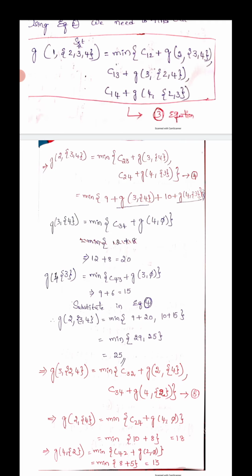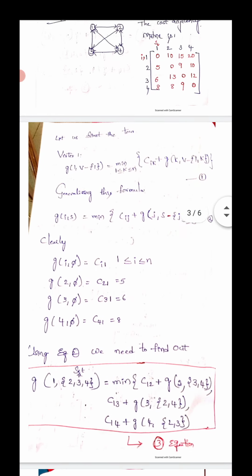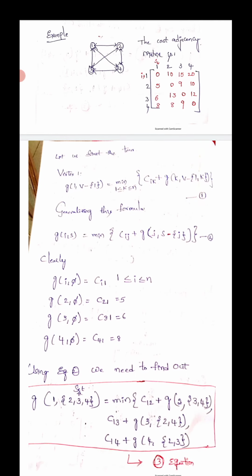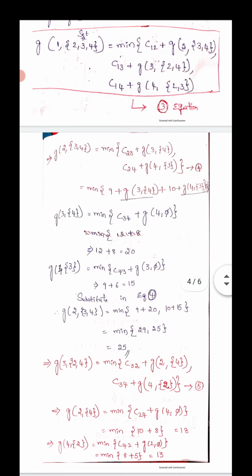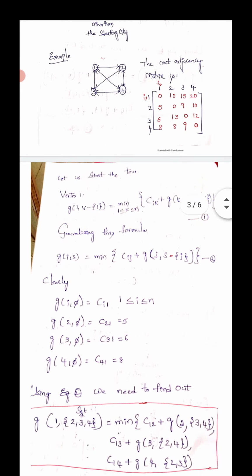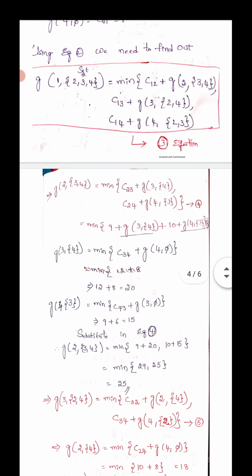Here we write that it will be assigned to minimum of c suffix 2 3. In the sense we go to the cost adjacency matrix, second row third column, and how much can we get? 9. That's why I can place here 9 plus g of 3 comma 4, we don't know, plus c suffix 2 4, second row fourth column, and how much can we get? 10, plus g of 4 comma 3, we don't know those values also. Now we can find out g of 3 comma 4 and g of 4 comma 3. Okay, now we find out g of 3 comma 4.